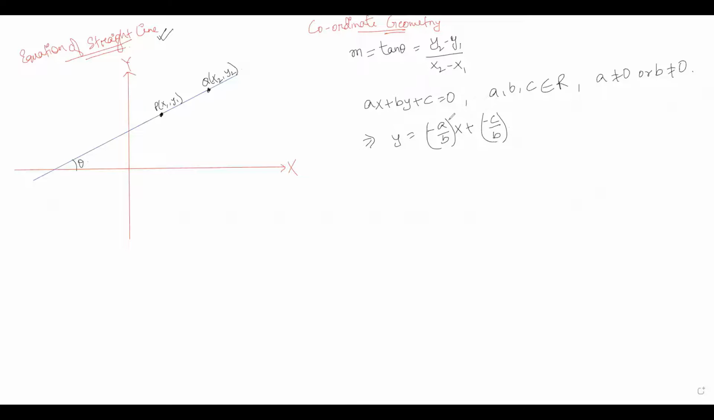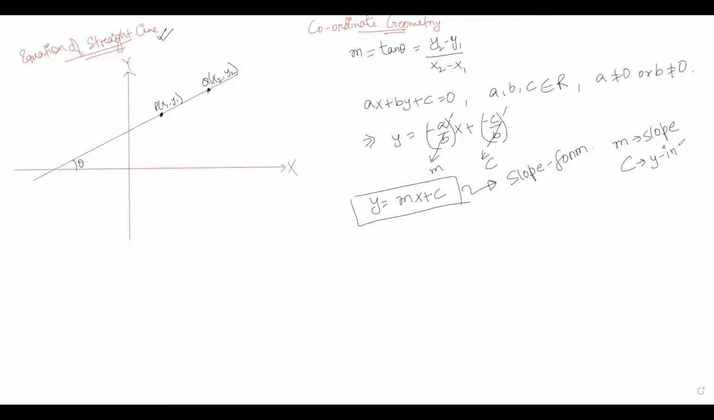Now, let us replace minus a by b with m and minus c by b with capital C. So we can write it as y equal to mx plus c. This is called as the equation of the straight line in slope form, where m is the slope and this c is the y-intercept. That is the portion that the line is cutting from the y-axis.